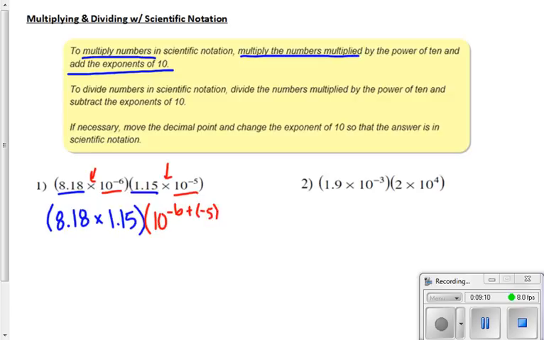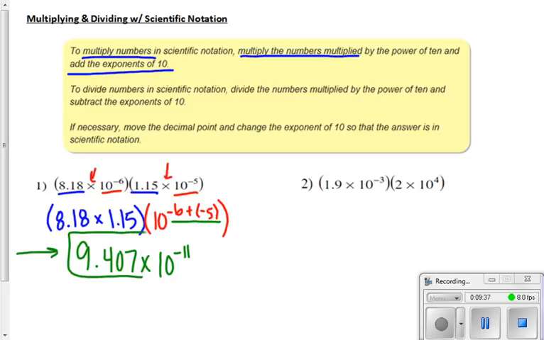Now I can go ahead and work down my paper and solve. Multiplying my numbers together, we have 9.407 times 10 to the, well, we'll add these powers. Negative 6 plus negative 5 is negative 11. This answer still is not in scientific notation because this number here that we have is at least 1 and less than 10. So there it is in scientific notation.